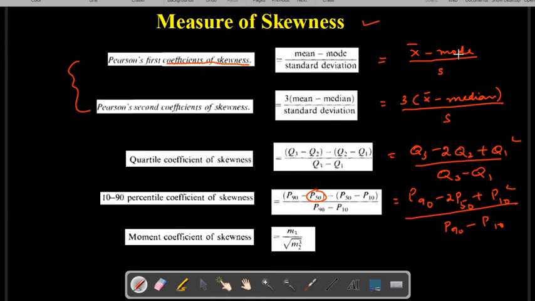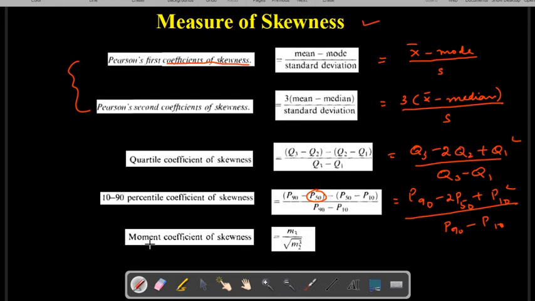See, mode is also taken like a middle value, or both you can consider. We have considered mode and median here. In these cases we have taken Q2 and P50, that is the middle concept. So from that the deviation we are considering.